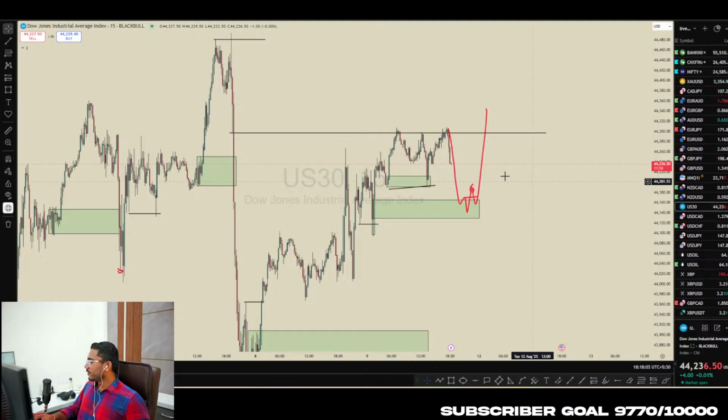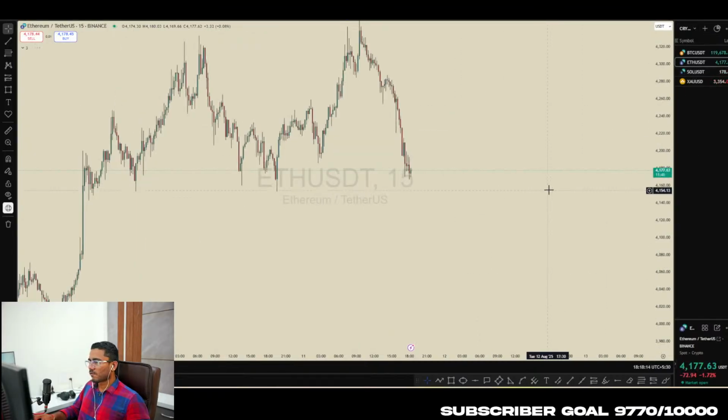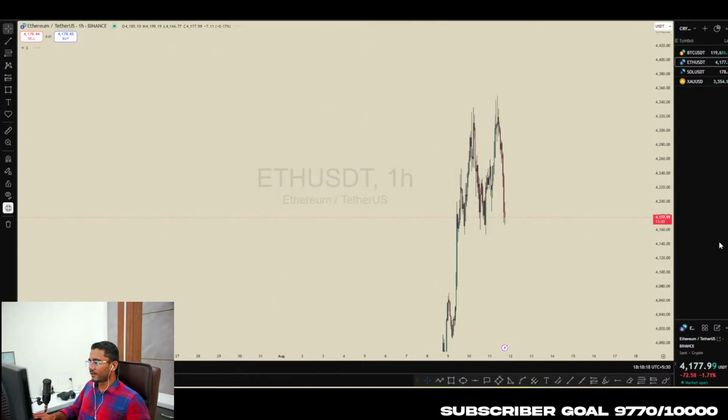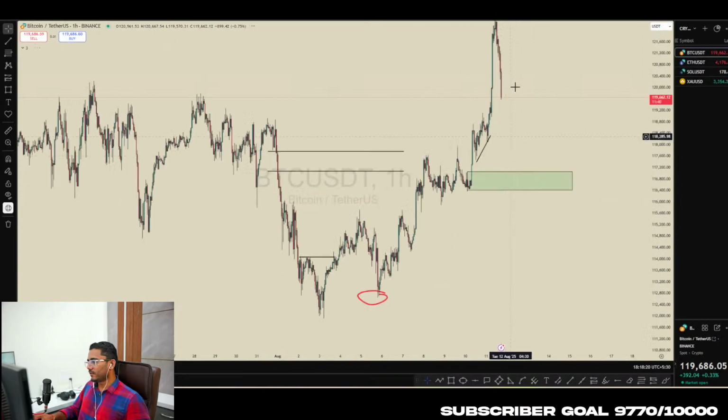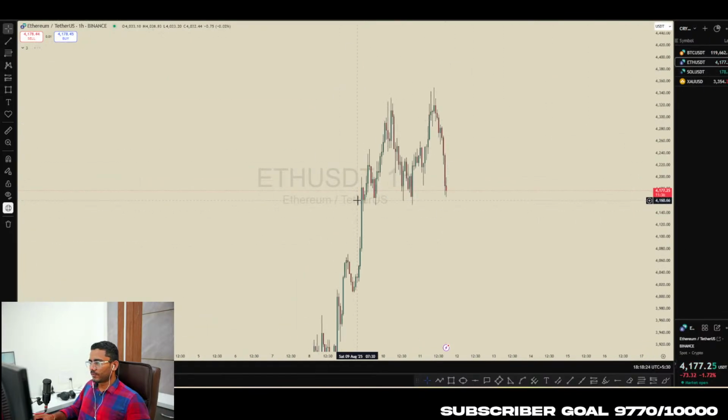Because BTC moves in liquidity areas. Yes, I've been calling out this whole move to the upside. A lot of people were trying to sell BTC. If you look at Ethereum, it is also at a buy side area, but if BTC goes to the downside, Ethereum will also break this order block here.